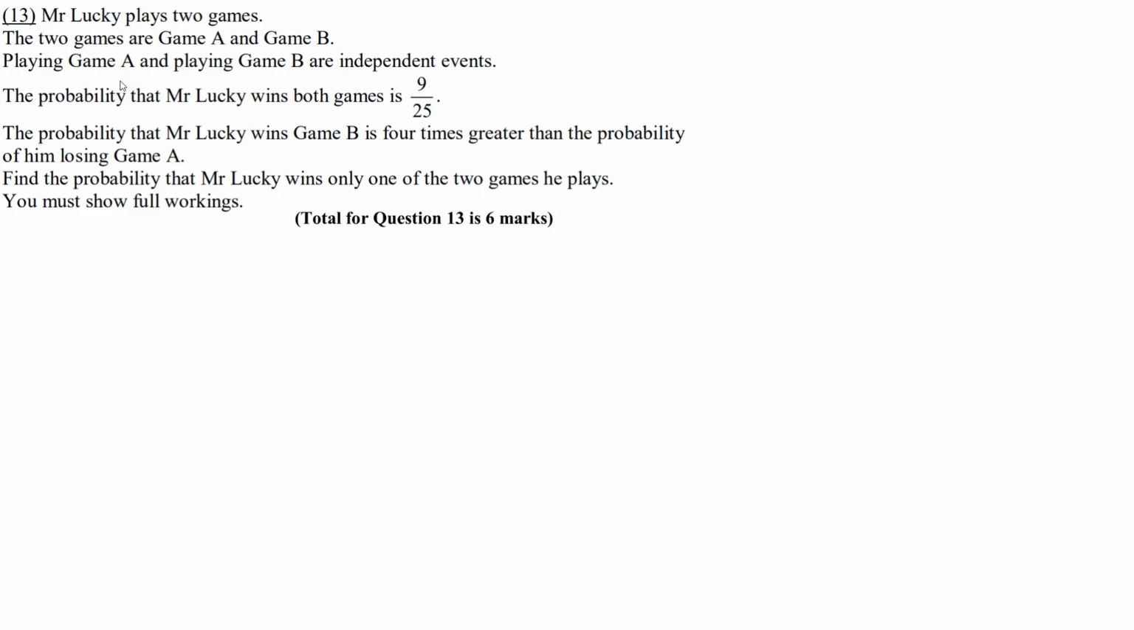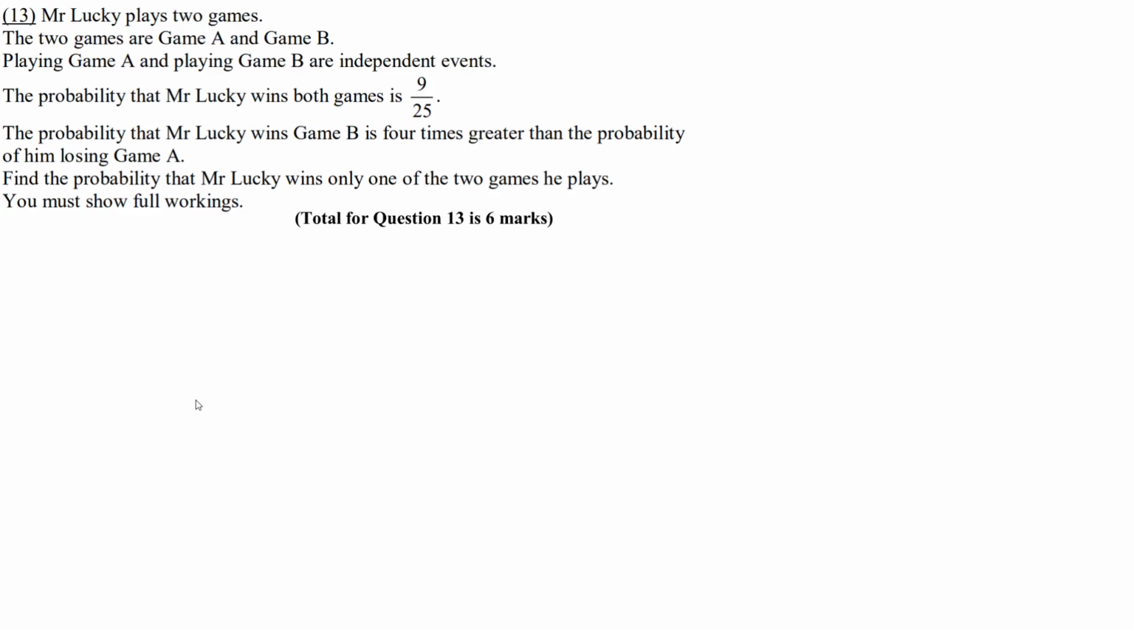Mr. Lucky plays 2 games. The 2 games are game A and B. Playing game A and playing game B are independent events. The probability that Mr. Lucky wins both games is 9 over 25. The probability that Mr. Lucky wins game B is 4 times greater than the probability of him losing game A. Find the probability that Mr. Lucky wins only one of the 2 games he plays. You must show full workings.